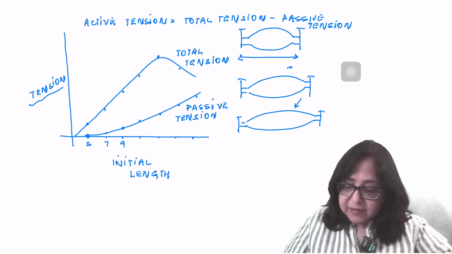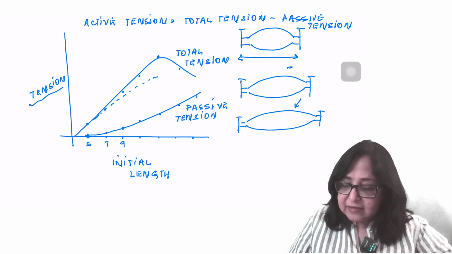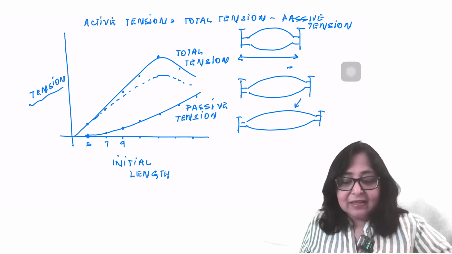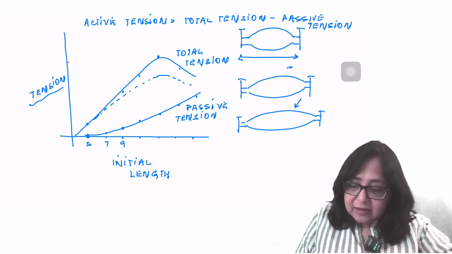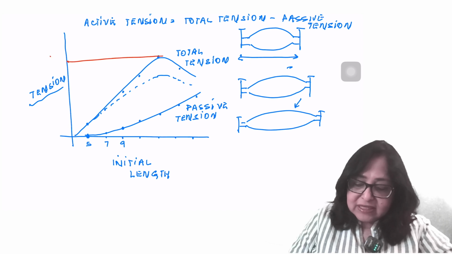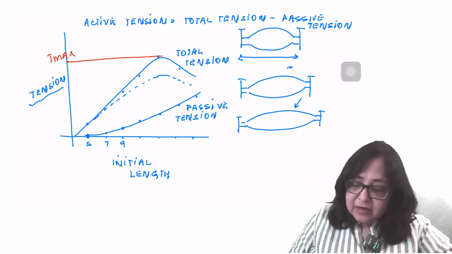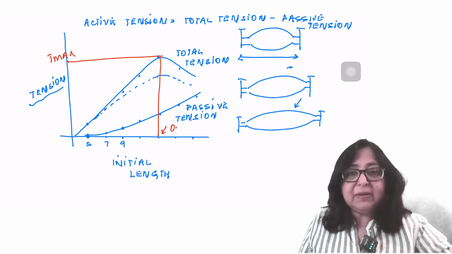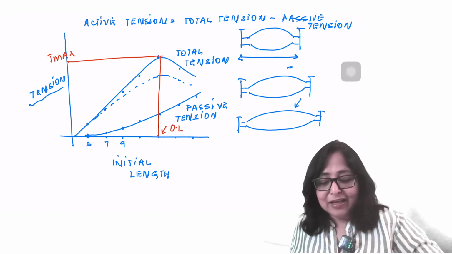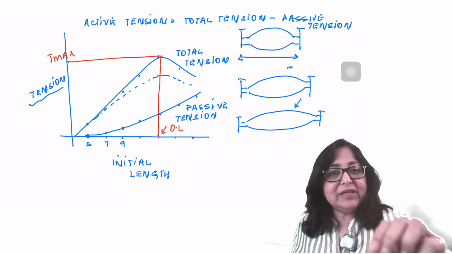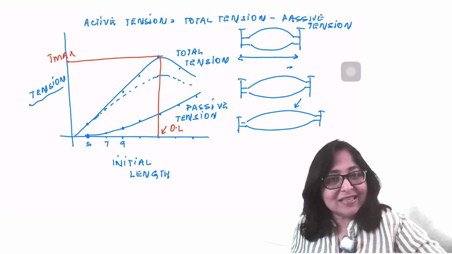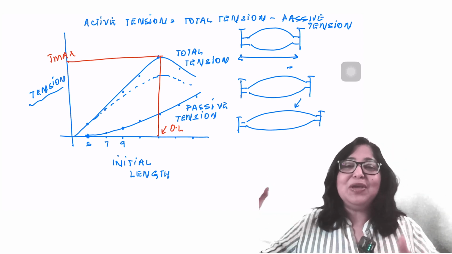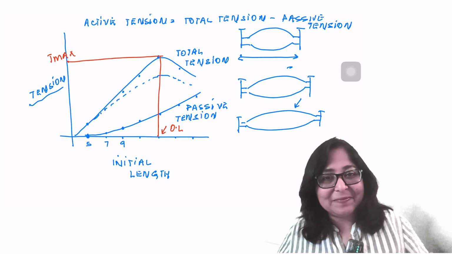So the graph will be something like this. Now comes the concept of optimum length. This is the maximum tension, Tmax. The initial length at which the tension generated is maximum is known as the optimum length, also known as the resting length. So at optimum length, total and active tension generated is maximum, but passive tension will continue to increase even beyond optimum length. Right?